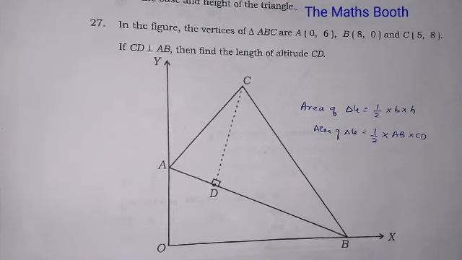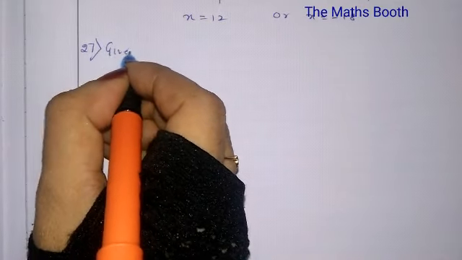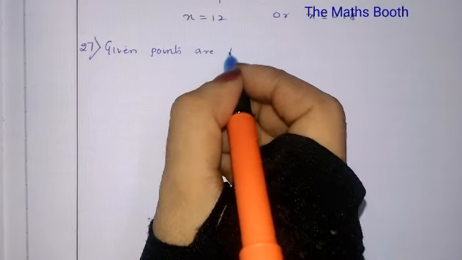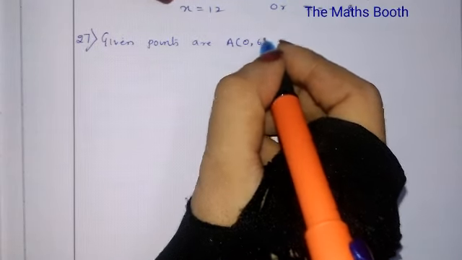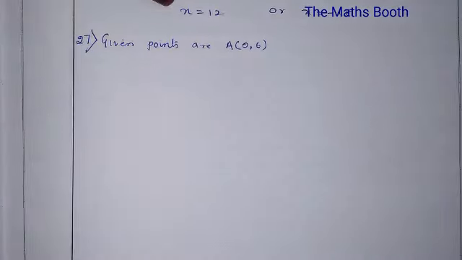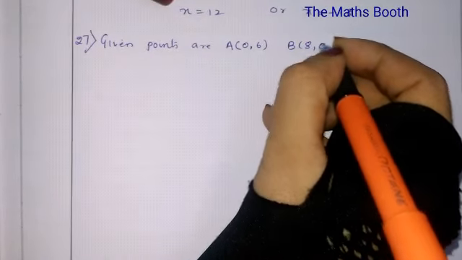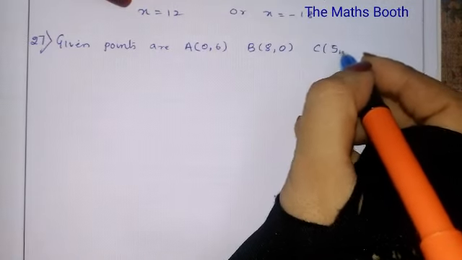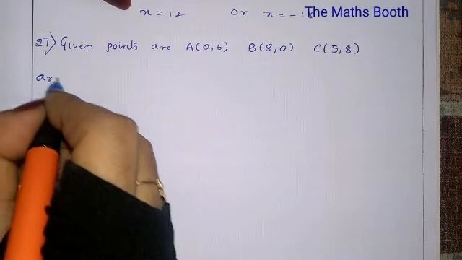Let us write the given points. Question number 27. Given points are A(0,6), B(8,0) and C(5,8). These are the given points. Now let us find the area of triangle.